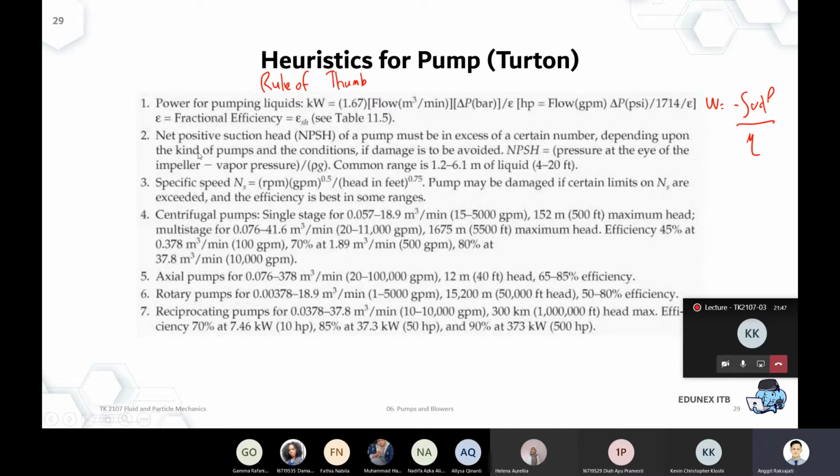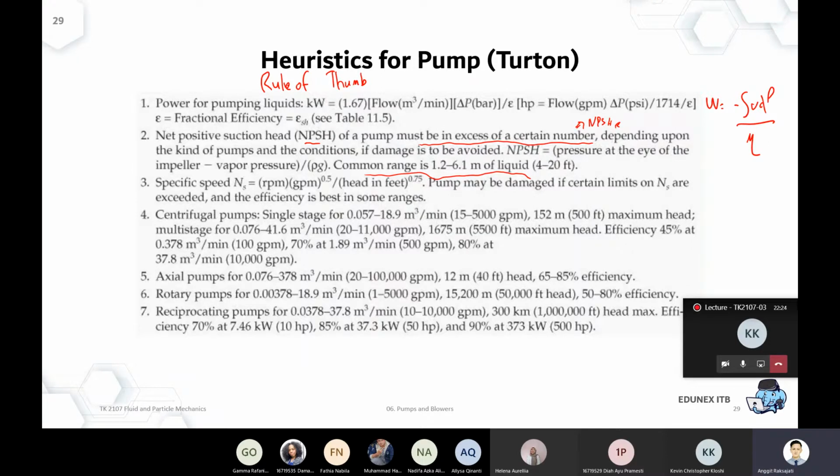And then NPSH. Okay, so we just talked about NPSH. What would be the typical value for the pump? It must be in excess of a certain number. What is the certain number? That's the NPSH required that we just talked about previously, depending on the kind of pump and the condition, if damage is to be avoided. So what would be the common range? The common range for liquid would be 1.2 meter to 6.1 meter. So that would be the common NPSH for most typical pumps.